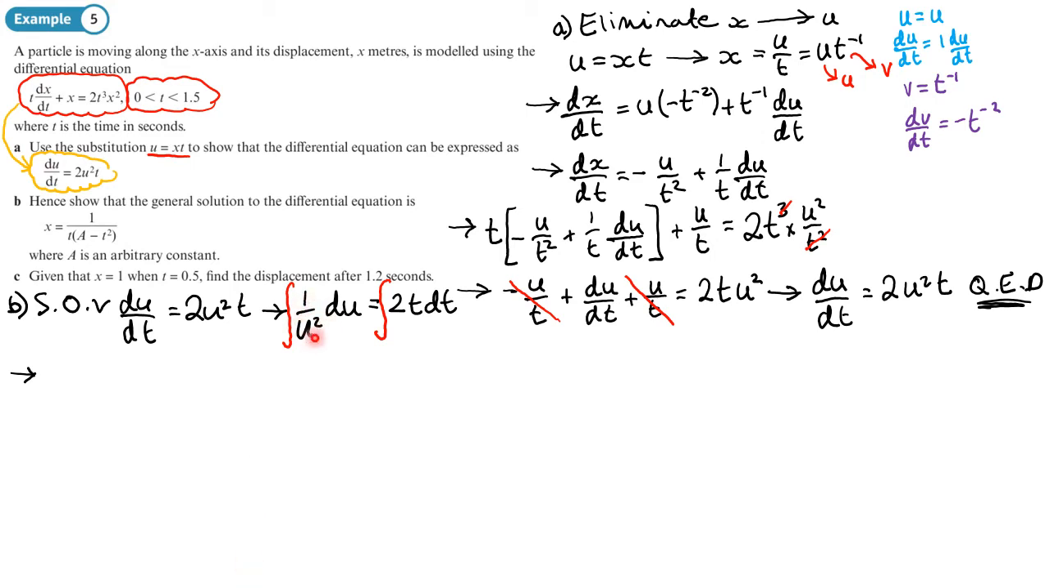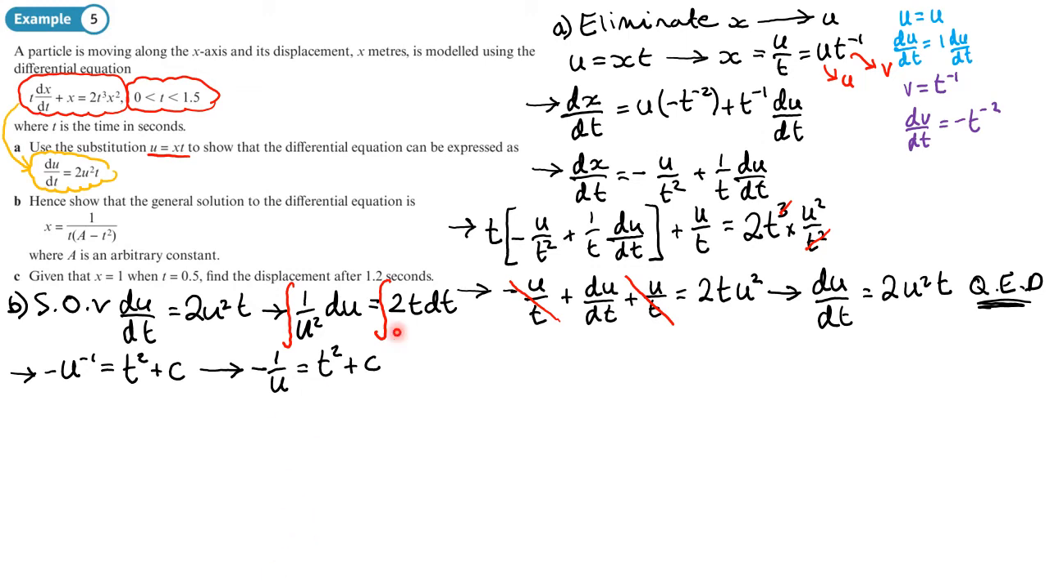So integrating 1 over u squared, which is the same as integrating u to the minus 2, will become minus u to the minus 1, or we could say minus 1 over u, equals, and then 2t integrated will become t squared plus our arbitrary constant. So we could write this as minus 1 over u equals t squared plus c.